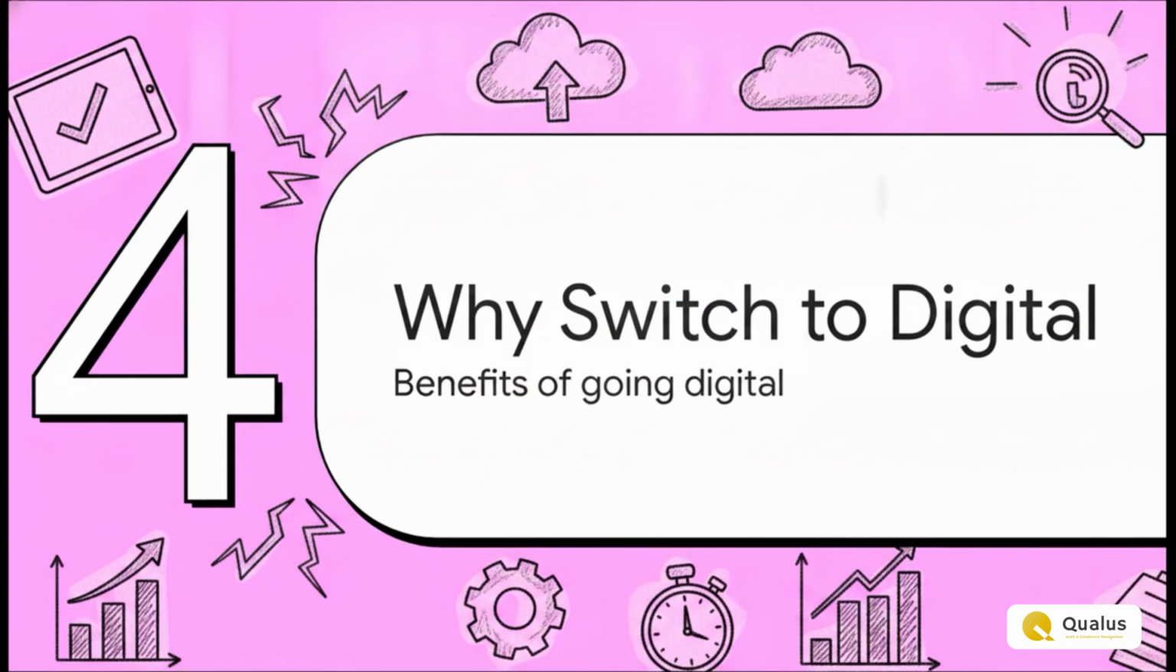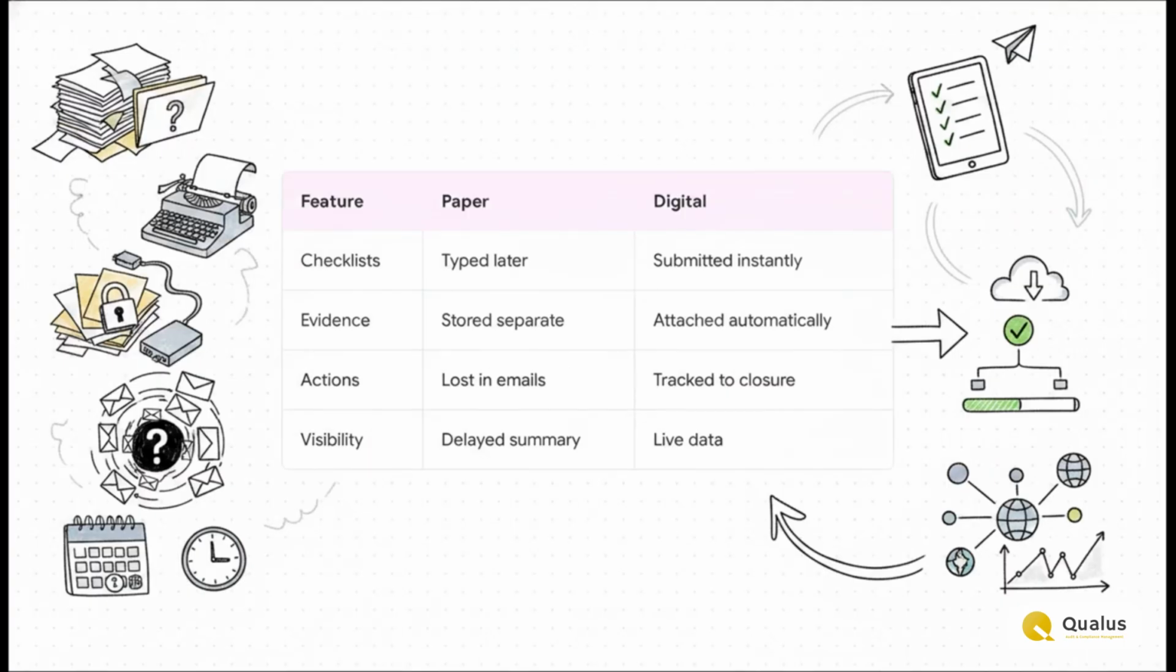Okay, let's look at the fix in Section 4, why organizations are switching and the undeniable benefits of going digital. We've agitated the problem enough. So let's look at how modern software directly fixes these glaring gaps. Look at the direct juxtaposition between these methods here.